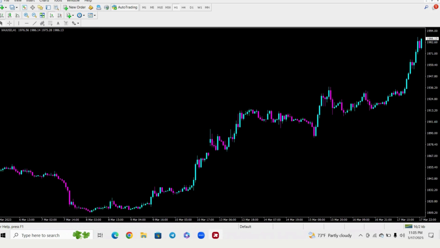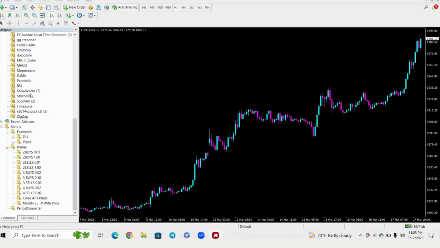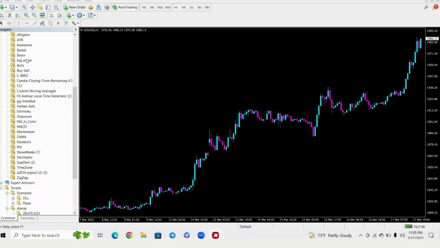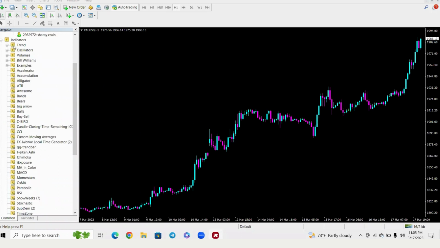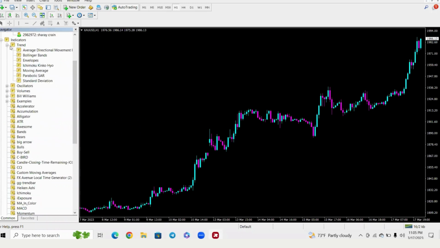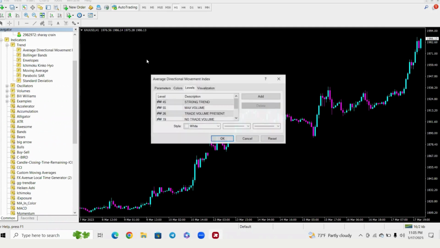I'm going to go to our indicators really quick. You're going to look on here and you're going to find it, and everyone should have it. It should be under trend. If you look under trend, you'll see it's average directional movement. And all you do is drag and drop it to your chart, okay?